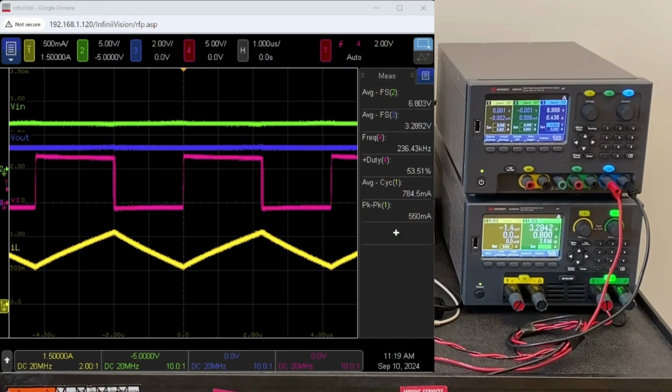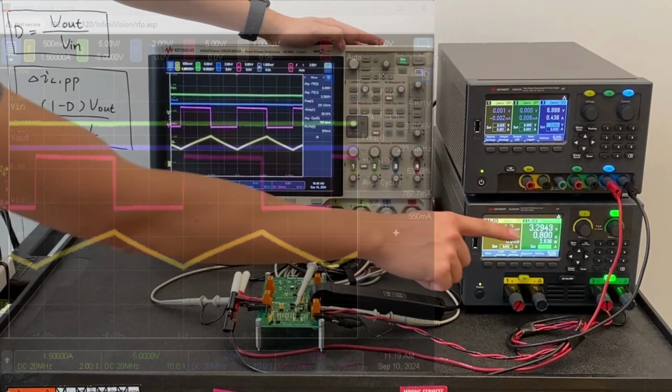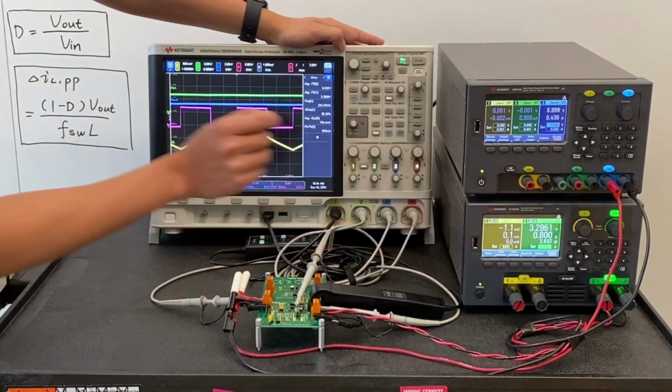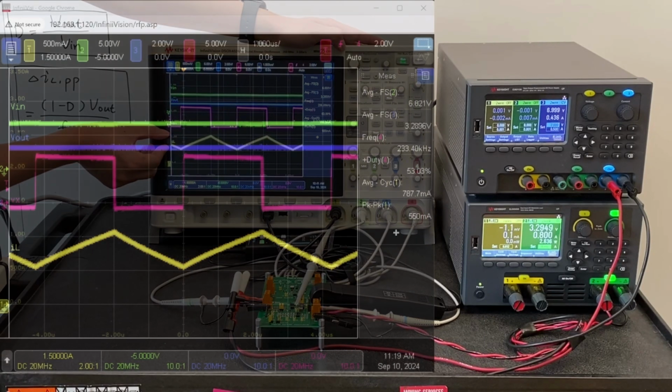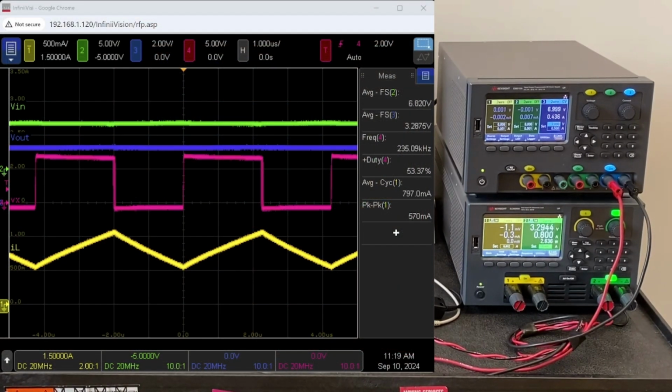The average inductor current is around 800 milliamps, which is equal to the current that is currently drawn by the load. And the peak-to-peak inductor current ripple is around 550 milliamps. As we can see, this buck converter is currently operating in the periodic steady state. Also, we can notice that the inductor current is always positive, meaning that the inductor is always conducting current. Therefore, we say that this buck converter is operating in the continuous conduction mode, CCM.